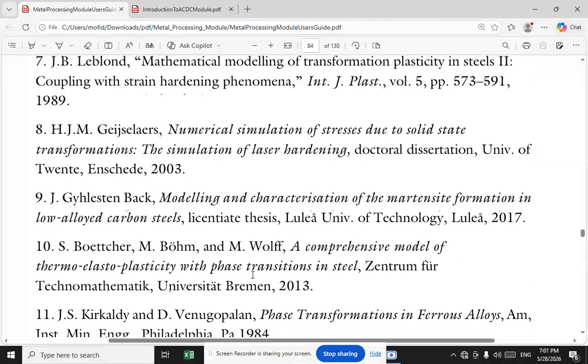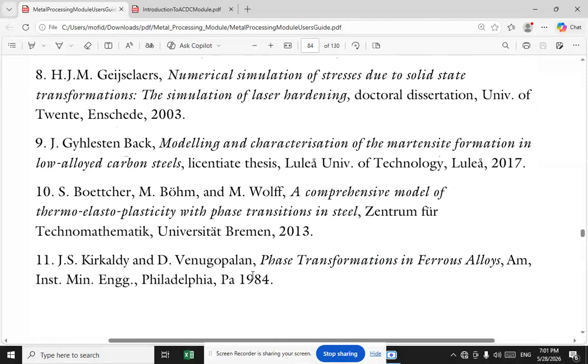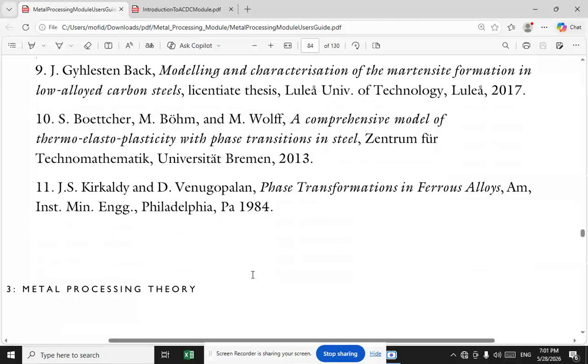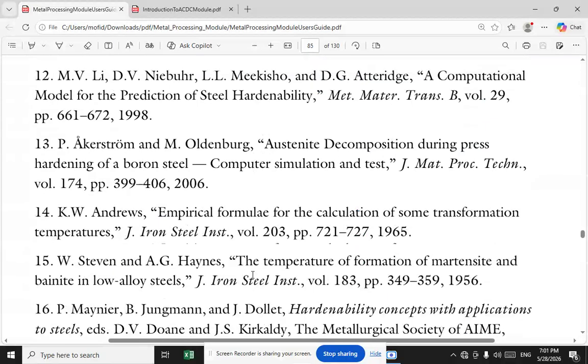The next was written by Guy Hellstern, and the name is Modeling and characterization of martensite formation in low alloyed carbon steels. The next one was written by Bergheau, and the name is Comprehensive model of thermoelastoplasticity with phase transitions in steel. The next was written by Kakhki and Bonkopoulos, and the name is Phase transformations in various alloys. The next one is written by Mekishore, and the name is Computational model for the prediction of steel hardenability.